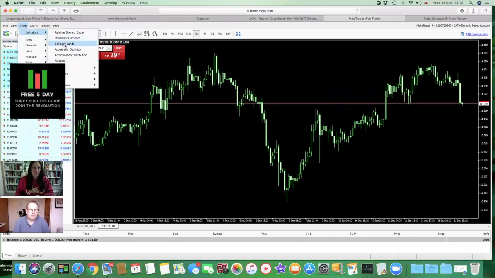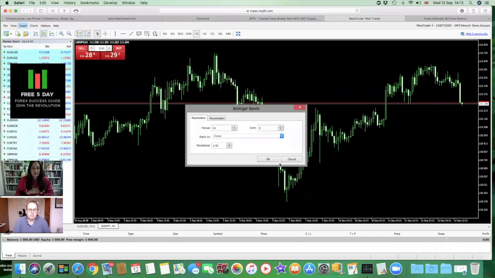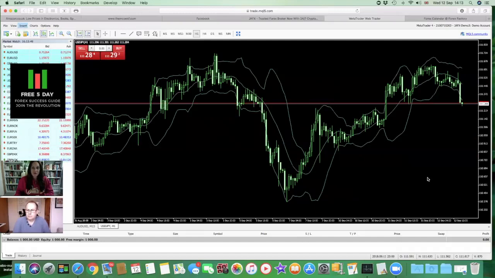I know that lots of traders love these. Right, this is going to look all a bit crazy. All the lines jumped on our screen, look. See, there's 3 lines here, a top, a middle and a bottom. These are your Bollinger Bands.